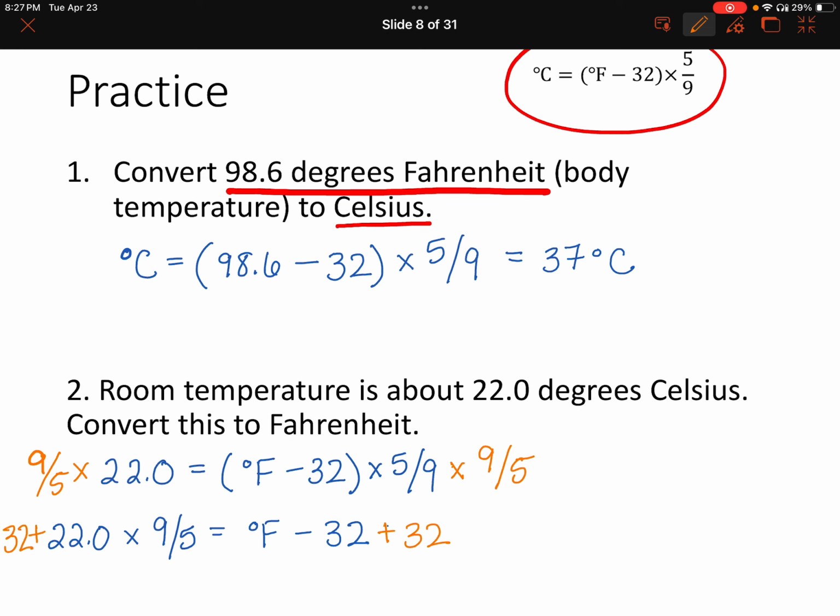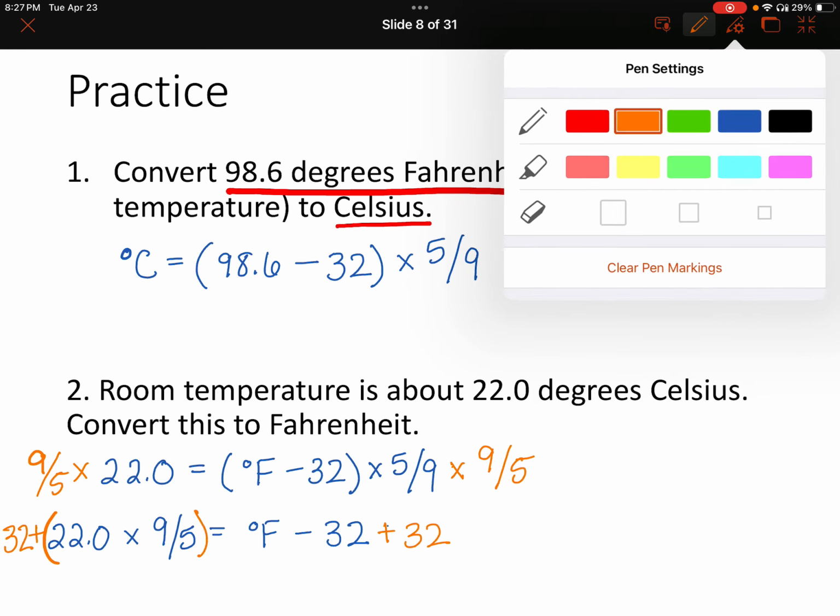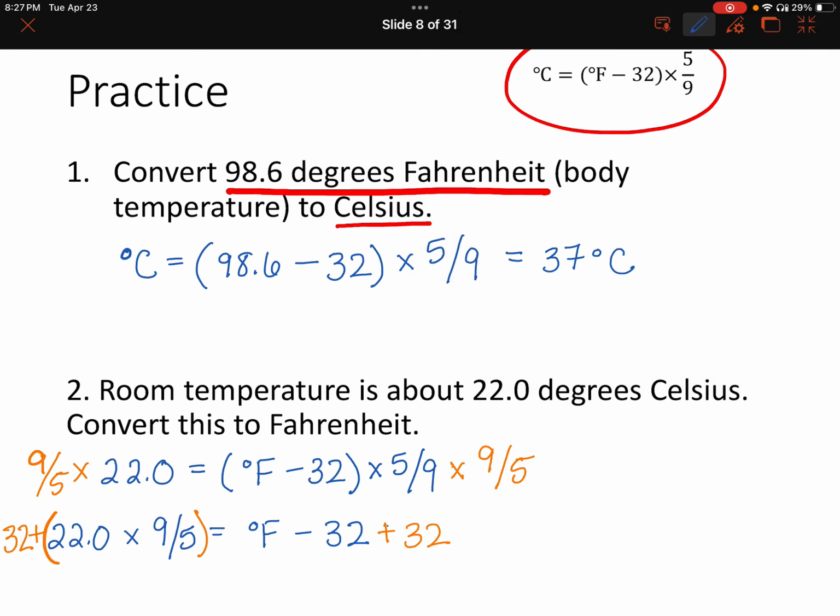Okay, we're probably going to want to put parentheses around our multiplication there. So our final result here, we get that degrees Fahrenheit is equal to 22 times 9/5 in parentheses plus 32. So if we plug that into our calculator, we should get 71.6 degrees Fahrenheit.